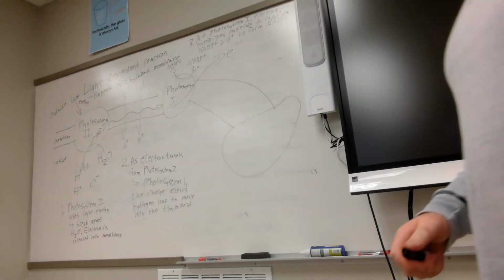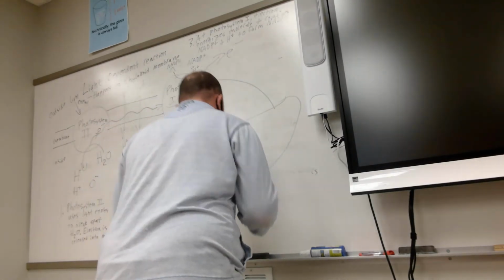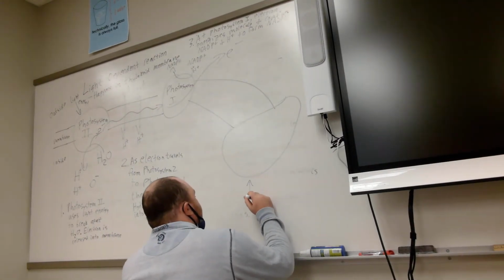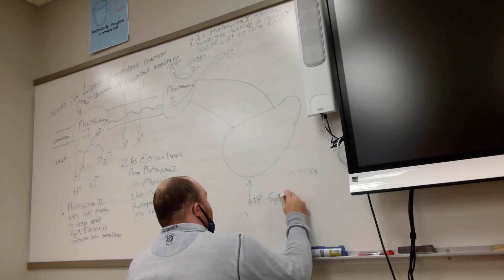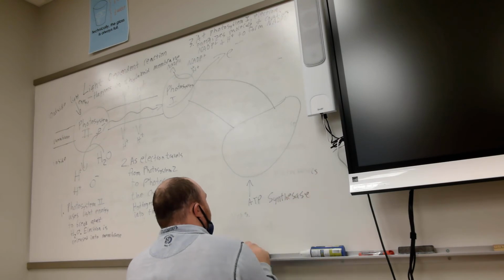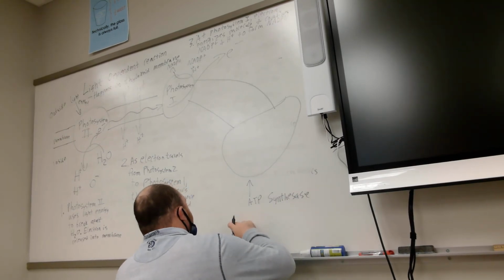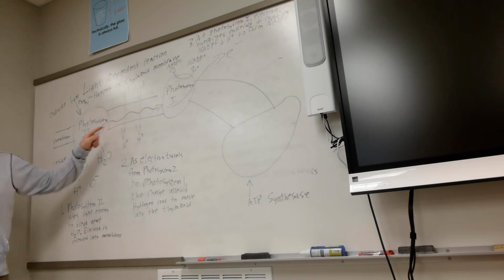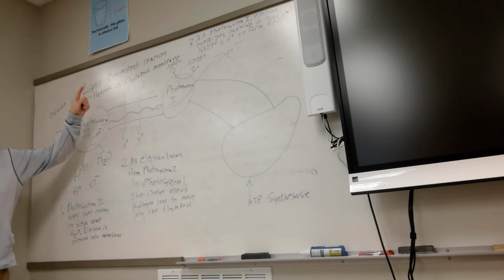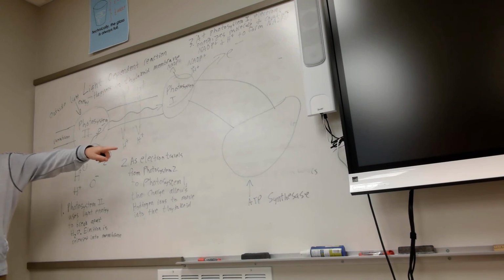So, the final step, we use this enzyme right here. This is called ATP synthase. Now, why did it go from photosystem 2 to photosystem 1, and not to ATP synthase? That's just what the electron was doing, going from photosystem 2 to photosystem 1. This does something completely different, but it's utilizing things from that.